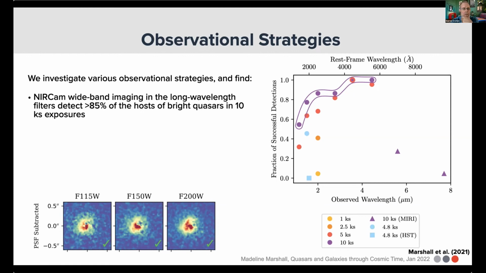Great. Michael Strauss has a question as well. Go ahead, Michael. Great talk. Thank you. Can you say something about how useful it is to get observations in more than one band to try to learn something about the stellar populations, perhaps in the host galaxies or otherwise? Did your simulations explore that as well?